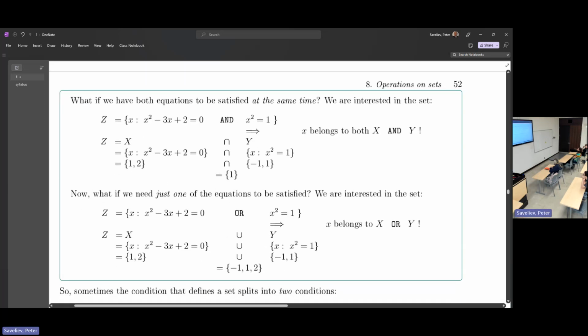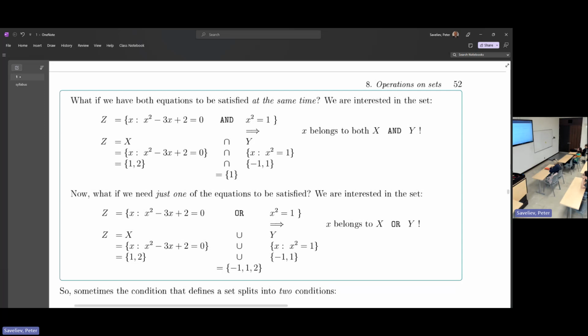On the other hand, sometimes you want one of the two equations to be satisfied. It's usually both, but it can happen that you want either, in which case you put or between the two equations. And then at the end, instead of doing the intersection, you do the union. Once again, instead of ending up with 1 in the intersection, you end up with all three: 1, 2, and -1, all possible, since they satisfy one equation or the other. So it's also possible.